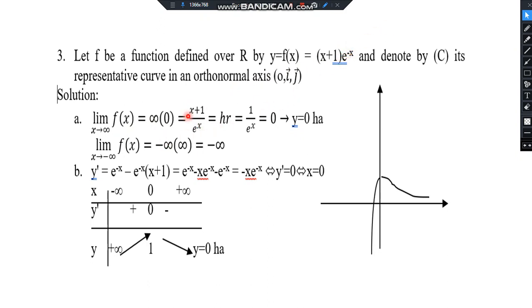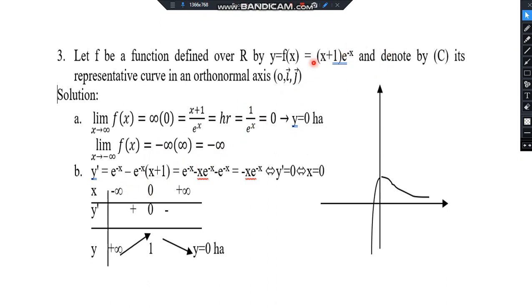We keep x plus 1 up and you take e^x down. Now you have infinity over infinity, you do Hospital's rule. Derivative of x plus 1 is 1, of e^x is e^x, a number over infinity is 0. So we have y equal to 0 horizontal asymptote. And if you do minus infinity, here you have minus infinity, and e power minus infinity will be infinity. So you have minus infinity.